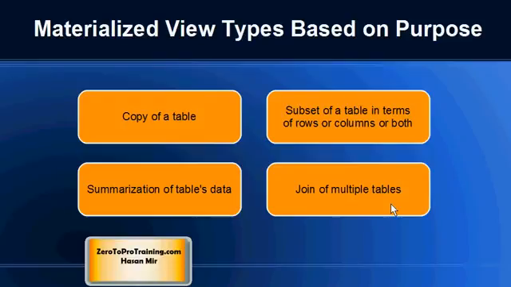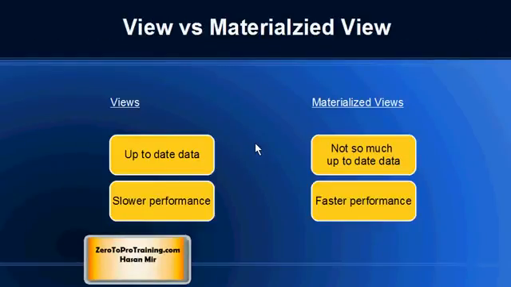This is where the real performance advantage comes in, because if you create a view which is a join of multiple tables, the performance could be very slow, and you might be forced into creating a materialized view to fix the performance issues. So here is a quick comparison between a view and a materialized view.